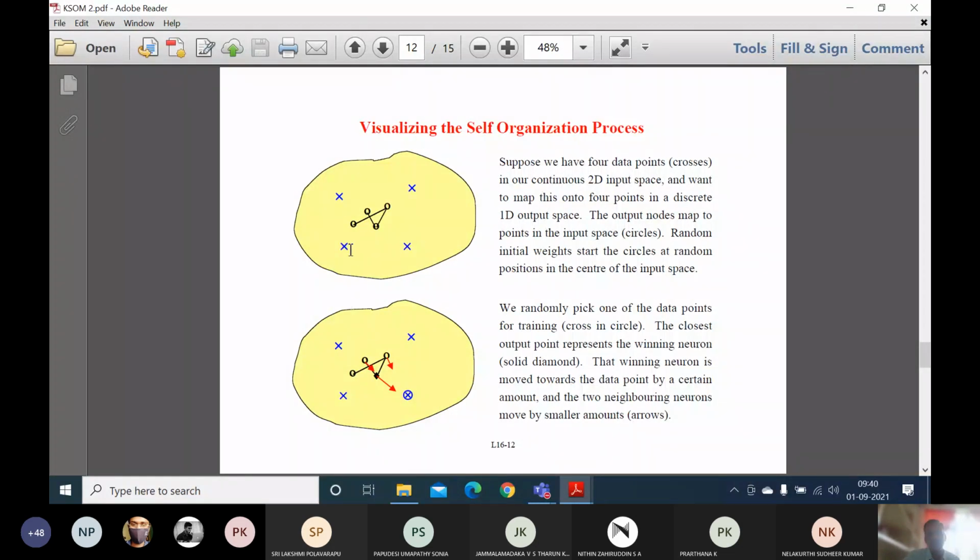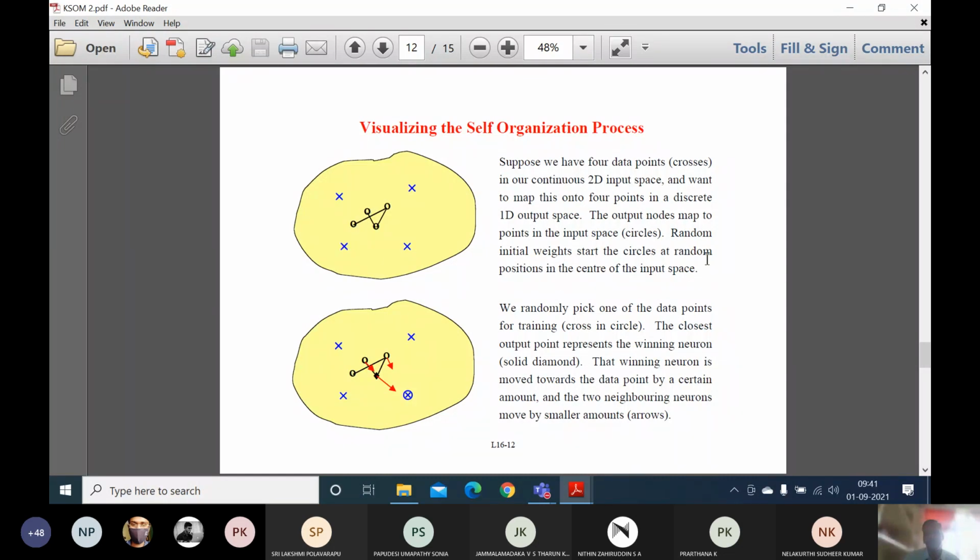These are 4 data points. The blue cross marks are considered as 4 data points in our continuous 2D input space. We are not taking a high dimensional input space, but instead a 2-dimensional continuous input space, and we want to map these 4 points to a discrete 1-dimensional output space. So the SOM grid structure is a 1-dimensional lattice over here. The output nodes map to points in the input space. These are the circles.